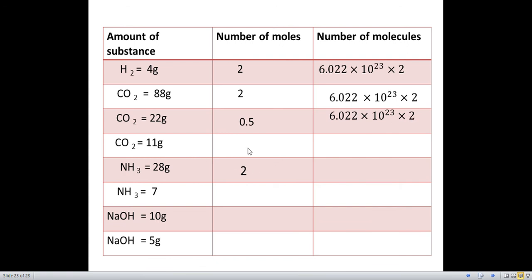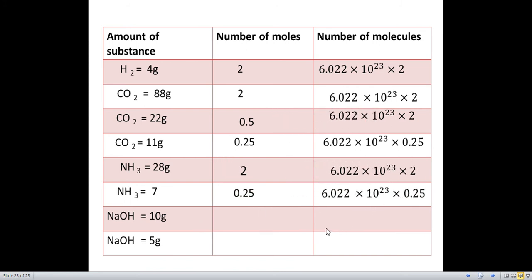Then carbon dioxide 11 grams. What is the answer? 0.25. You have to multiply by 0.25. Ammonia 34 grams, 2 moles, 17 times 2. What is the answer here? 6.022 × 10^23 times 2. Ammonia 7 grams. What is the answer? 0.25 here. 6.022 × 10^23 times 0.25.